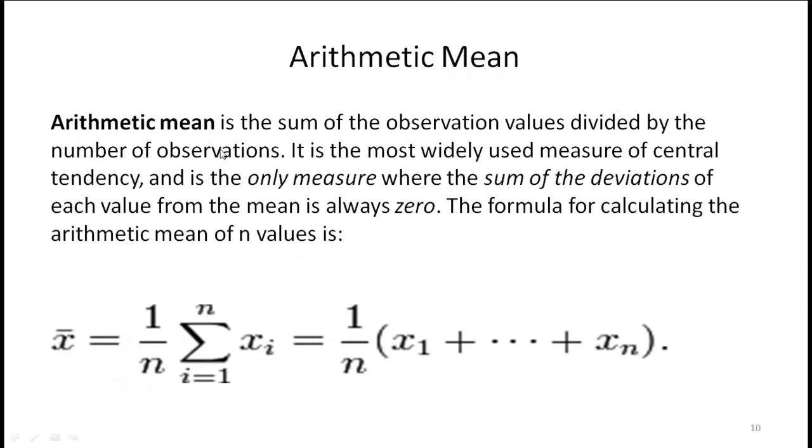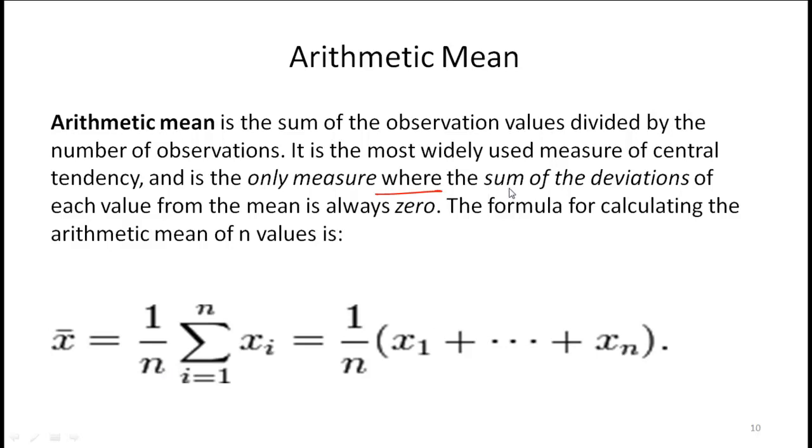Arithmetic mean. So the arithmetic mean is the sum of the observation values divided by the number of observations. It is the most widely used measure of central tendency and is the only measure where the sum of the deviations of each value from the mean is always 0. The formula for calculating the arithmetic mean of n values is this. So all you are doing is adding up all the values and dividing by n, which is the number of values.